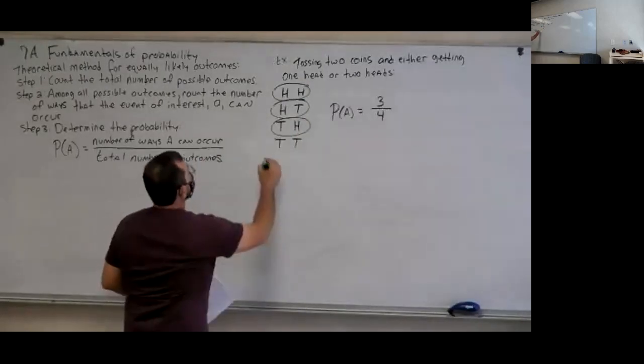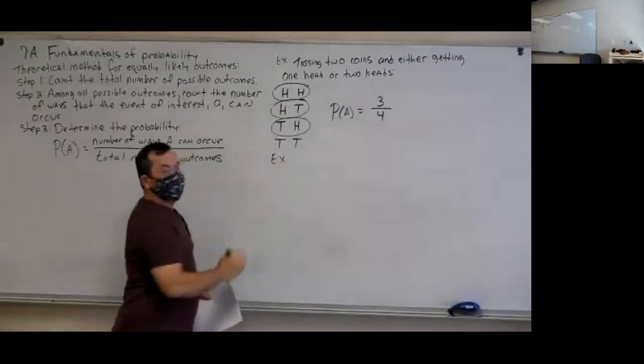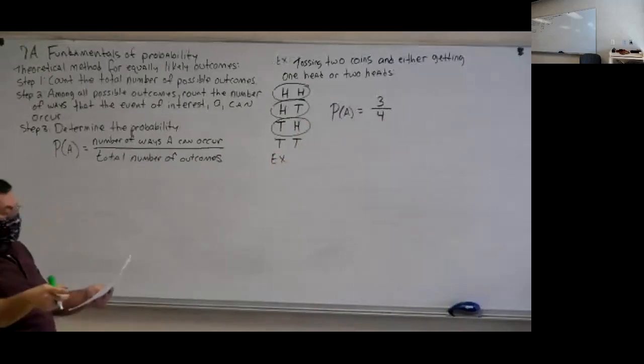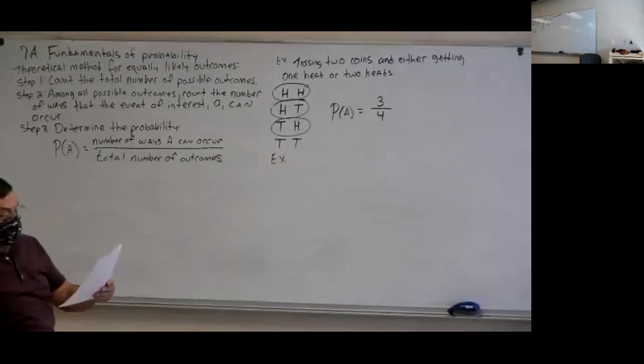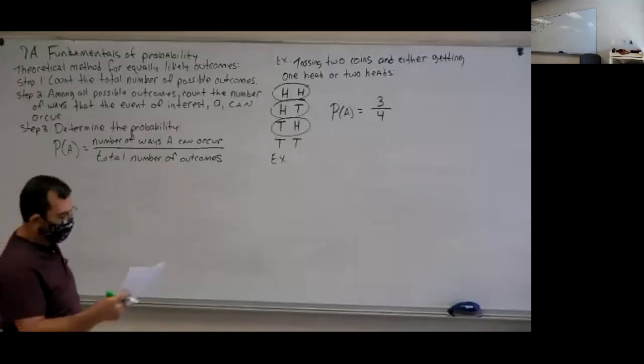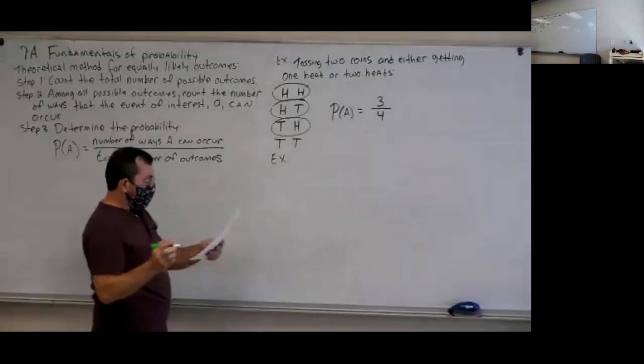All right, so let's try number 4. Now, number 3, mine would have said, assuming that each coin is fair and equally likely to land on heads or tails, the probability would be 3 over 4. Okay. All right, same thing on number 4.